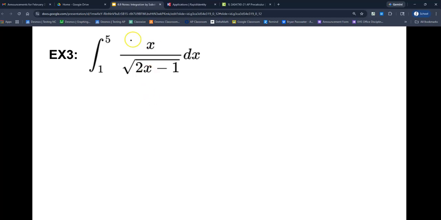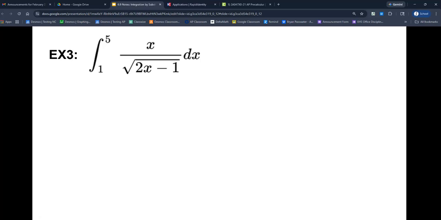Okay, let's try one that requires that same method and is a definite integral. So we'll practice both of those skills together here. Looking at what we've got here, we've got the integral from 1 to 5 of x over the square root of 2x minus 1 dx. So we're going to have to do a u-du substitution on this one. It's our only method for dealing with difficult integrals, right? If we can't use the power rule, it's the only thing we've got.